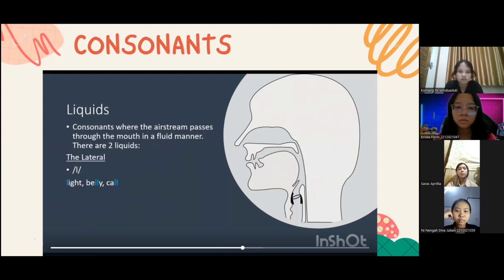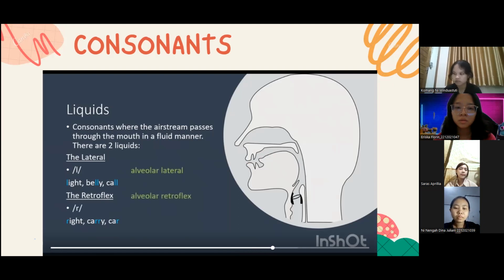And then you also have the retroflex, which is the R, like in right, or carry, or car. It's called the retroflex because when you're producing it, the tip of the tongue slightly bends backwards. And that's what retroflex means. To be very clear, we call the lateral the alveolar lateral, and the retroflex the alveolar retroflex.